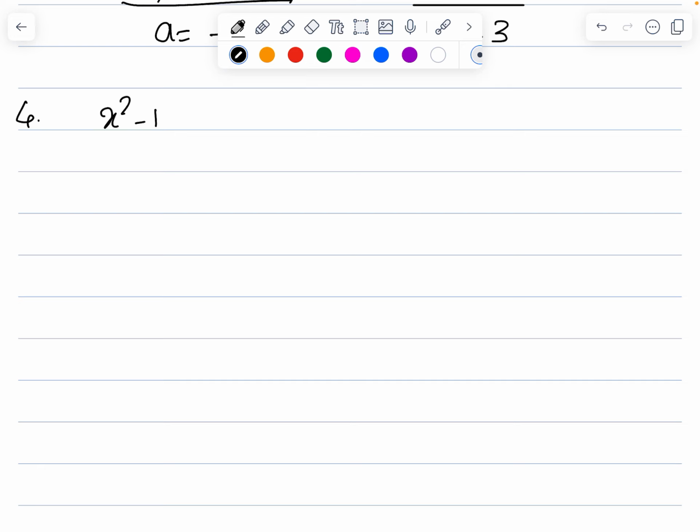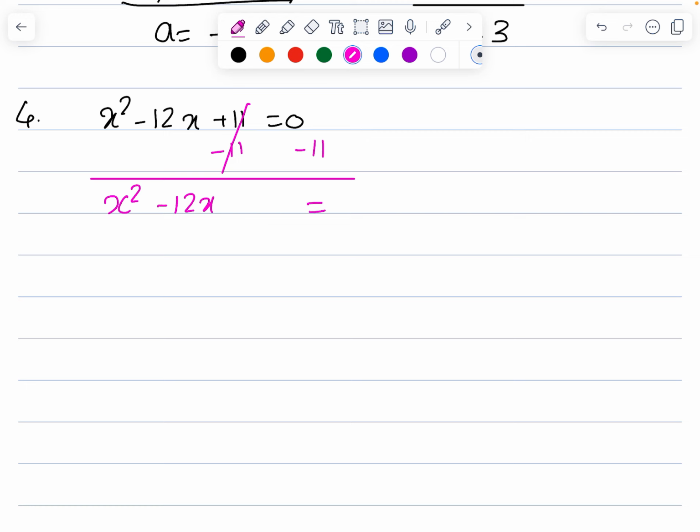x square minus 12x plus 11 equals 0. So first, subtract 11 on either side. 11 cancels, so x square minus 12x equals negative 11. What is the number over here? 12. 12 divided by 2 is 6. 6 square is 36. So add 36 on either side. So it becomes (x minus 6) whole square equals 25.